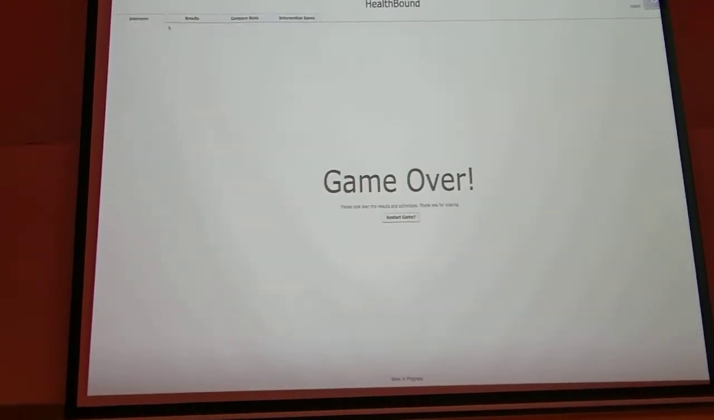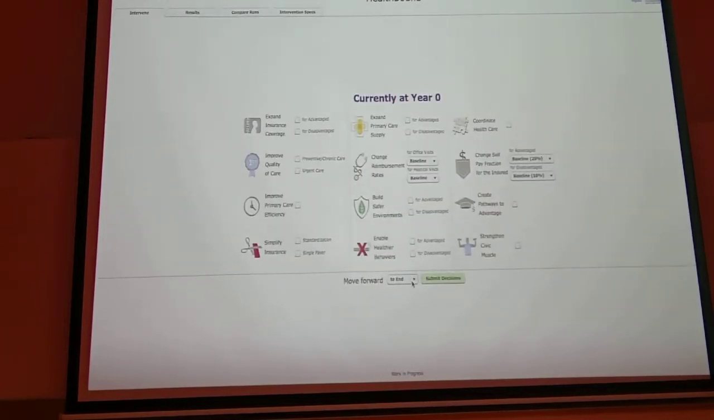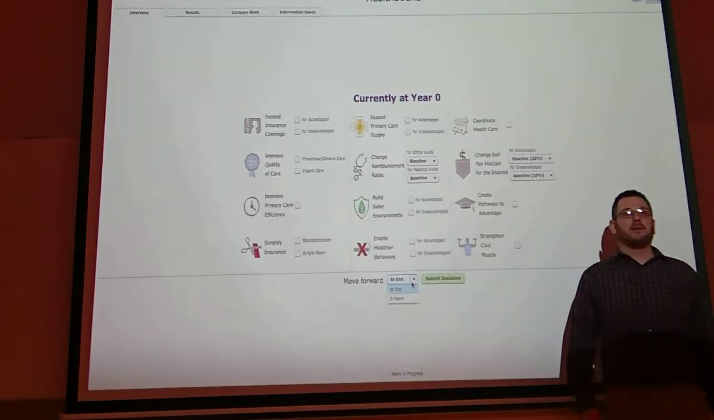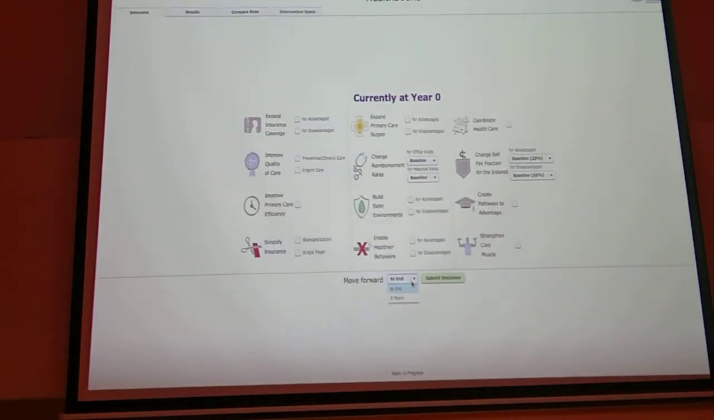This sim also had this other kind of weird mode in it, which allowed you, rather than running to the end, to run it in groups of 5 years. So do it 5 years at a time. So what if initially we work on disadvantage, then we work on expanding insurance coverage, then we work on, so it's a different mode for running the simulation. But ultimately, what you're doing in this game, in this simulator, is you're making decisions, you're looking at results, and you're comparing them to other results that you have generated.